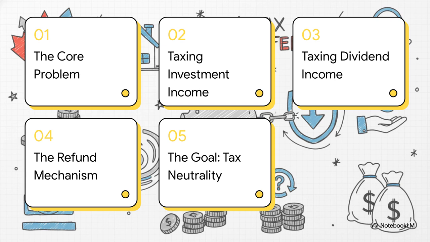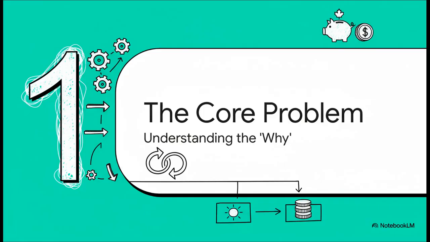So here's how we're going to break it all down. We'll start with the core problem that this entire system was designed to solve. Then we'll look at the two main tools the government uses to address it. After that, we'll get into the mechanics of how the refund actually works. And finally, we'll step back and ask the big question: does the system actually achieve its goal of tax neutrality? All right, let's jump right in.